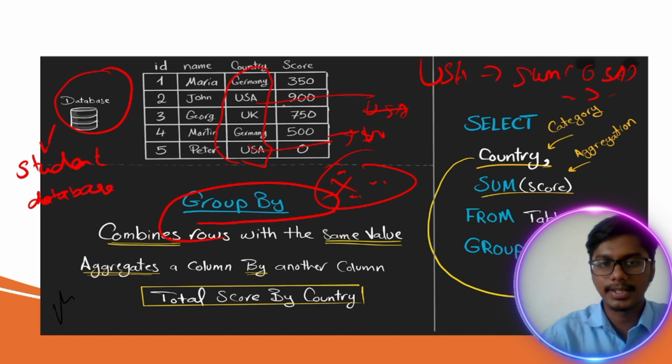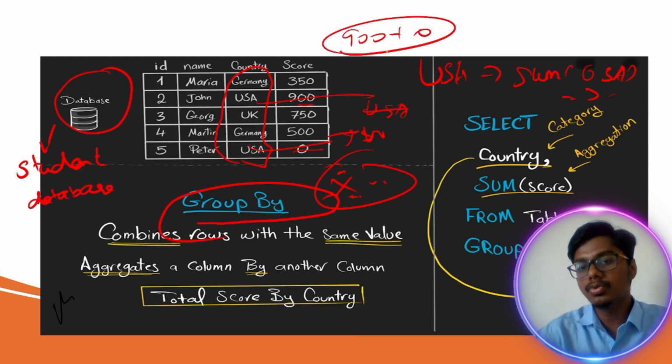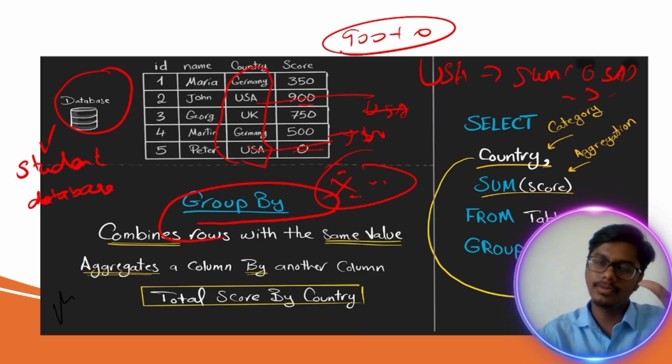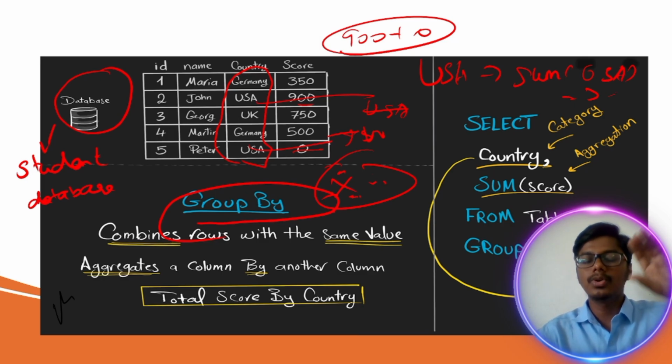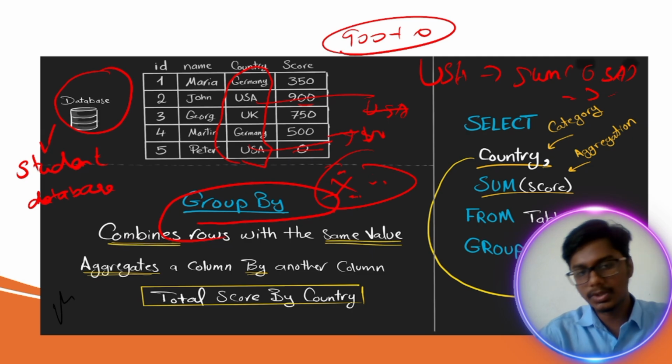Imagine there are 2 USA rows, 900 and 0. I just need the output as 900 plus 0. How can we do that? We have to do some aggregations like sum of scores, but we want to group by the country. I don't want to retrieve one country again and again a second time. There comes the group by.